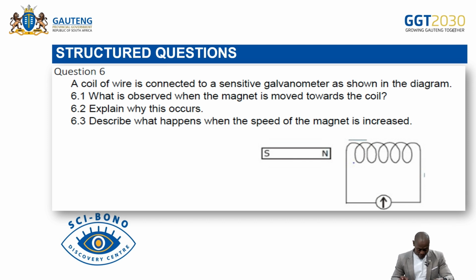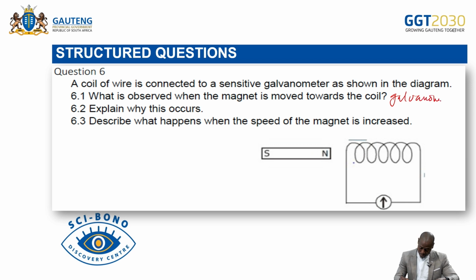So then question 6. A coil of wire is connected to a sensitive galvanometer as shown in the diagram. What is observed when the magnet is moved towards the coil? Obviously, if the magnet is stationary, remember, nothing is going to happen to that galvanometer needle, right? But what will be observed when you move that magnet towards the coil? The galvanometer is going to deflect, or the galvanometer is going to deviate. The galvanometer needle is going to deflect.